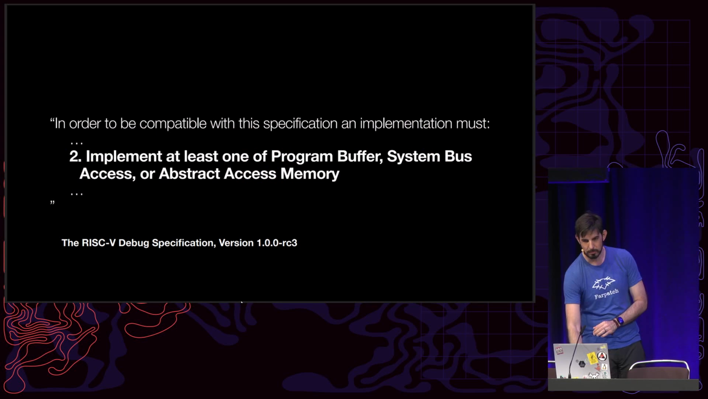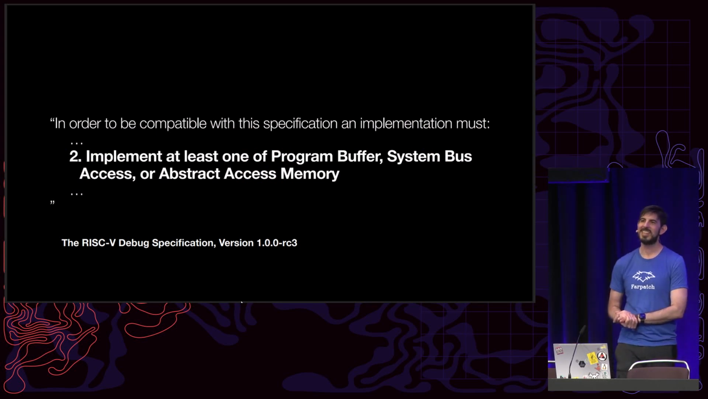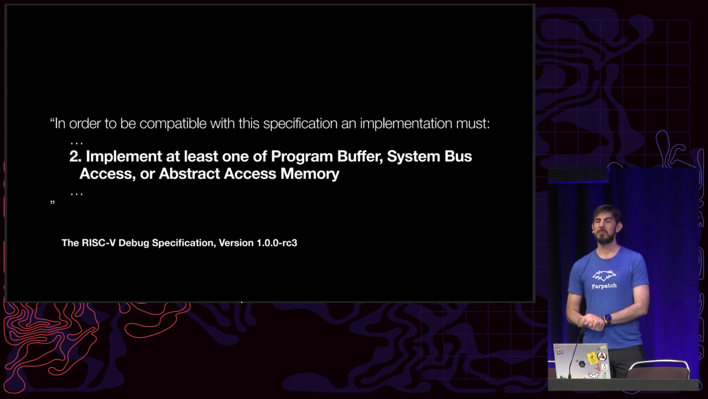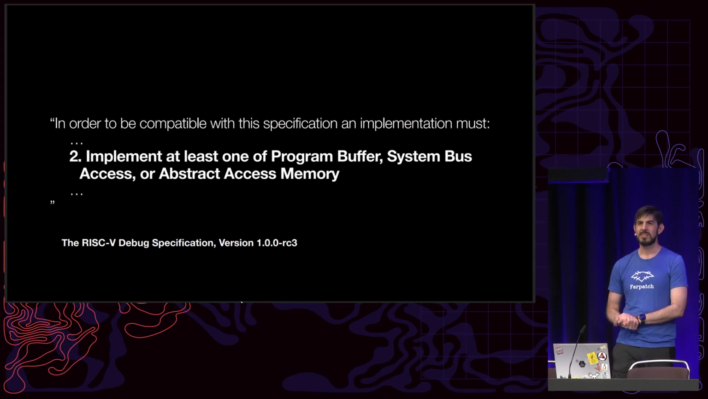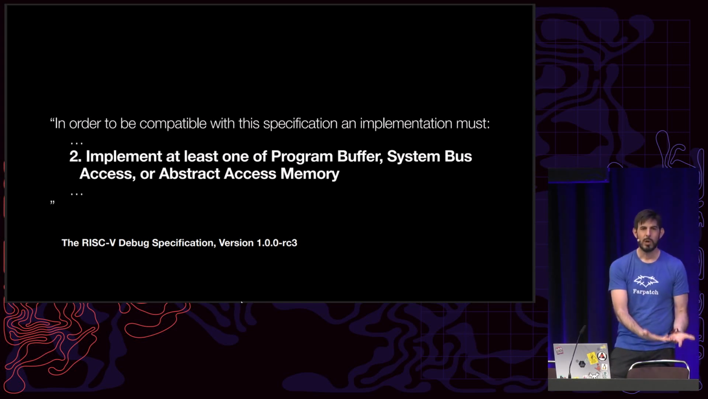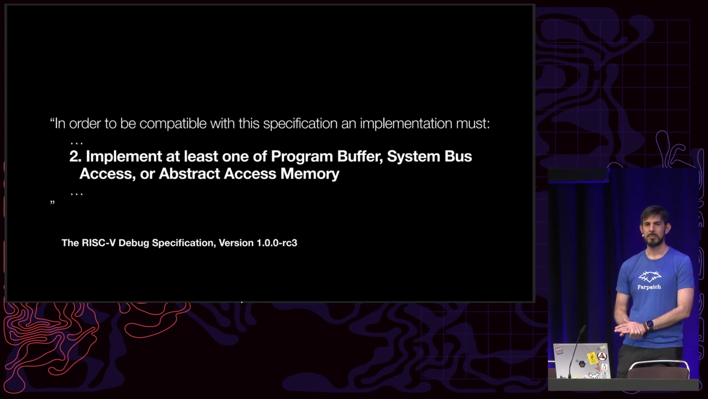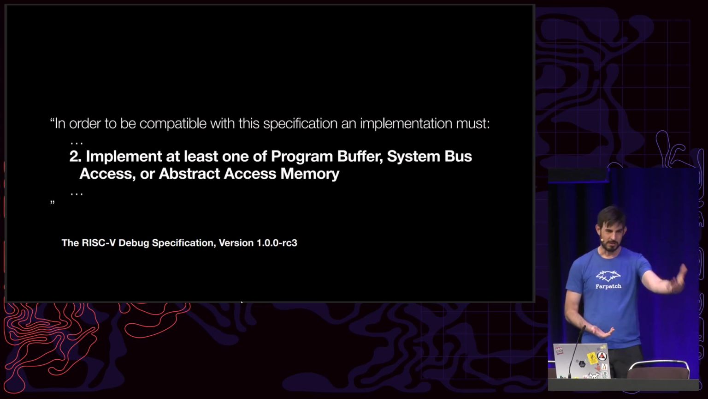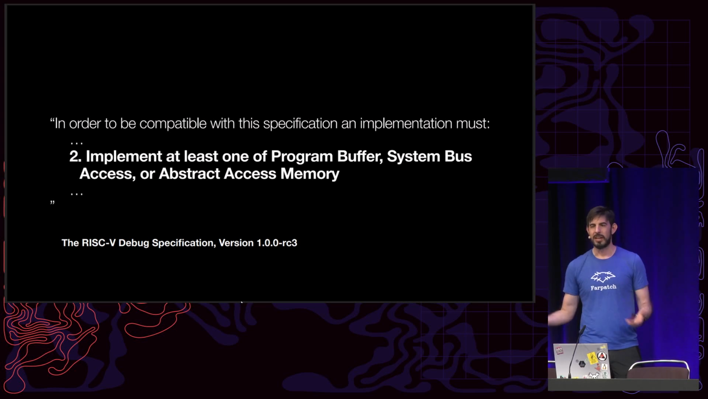Well, this is where things get a bit weird, because there's this line in the manual that says, in order to be compatible with this specification, an implementation must implement at least one of program buffer, system bus access, or abstract access memory, which means now we have a choose your own adventure. So as the person implementing the CPU, you get to pick which one of these you want to implement. But us, as the people implementing a debugger, we have to implement all 3 if we want to be able to work with every device. So the designer gets to choose, the debug author has to do all of them.